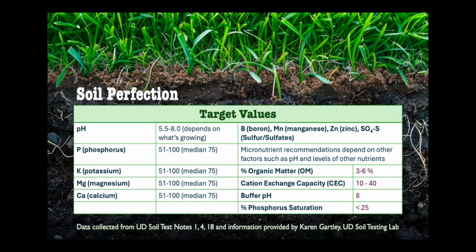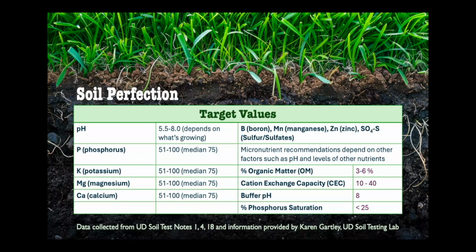Organic matter, usually between 3 to 6%. You get up higher than 6, more into the 10 range, you're going to get soggy soil. Cation exchange capacity, like I said before, is how easily your soil can release those nutrients to the plants. Somewhere around 10 to 40 is good.